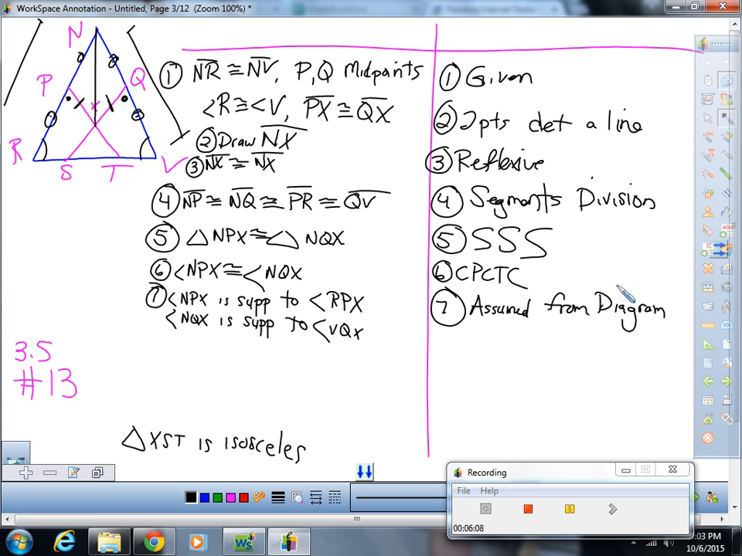Okay. So now I can say that RPX is congruent to VQX. My reason? Congruent supplements theorem.